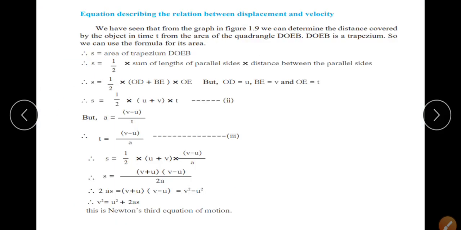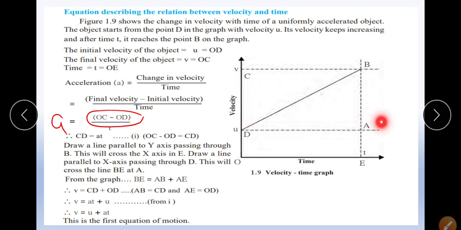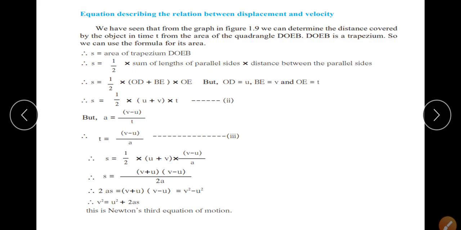The perpendicular distance between them is AD, and AD is equal to OE. So they have written OE here. Now OD is U, BE is V, and OE is T. You can go to that slide, pause it, and observe these notations. When you put them in, you get S is equal to half into (U plus V) into T. We know that A is equal to (V minus U) by T, that is change in velocity upon time. This is the formula for acceleration.